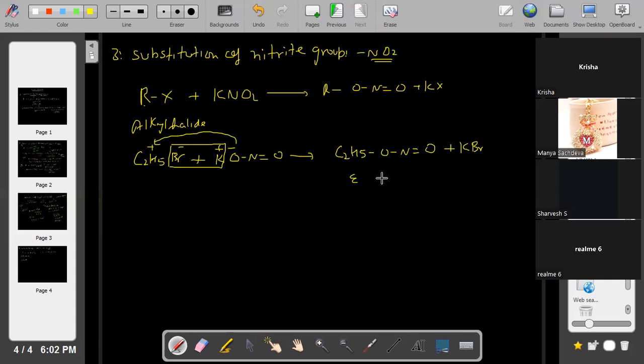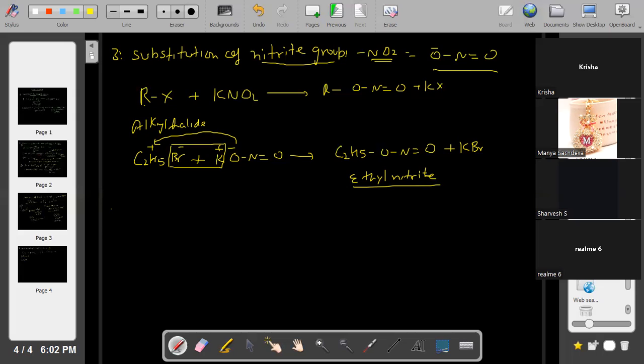Ethyl nitrite. The reason is that if oxygen is directly linked to the carbon atom and the nitrogen, this is called nitrite. If nitrogen is linked with the carbon atom, then it is called nitro. I will discuss the nitro compound in the same fashion. These are nitrite groups, if oxygen is linked, O and O, this way, that is nitrite.